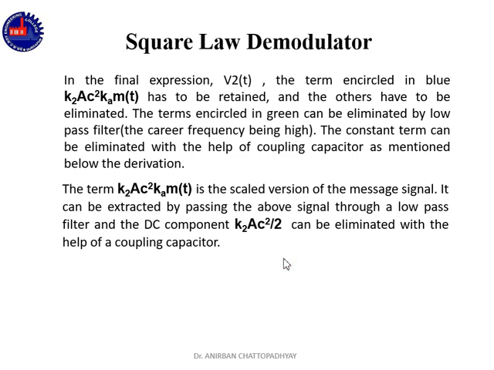So in this manner we will get our original message signal, or you can say we will get back our original information from the transmitted AM signal. So this is all about AM detection by the square-law demodulator circuit.